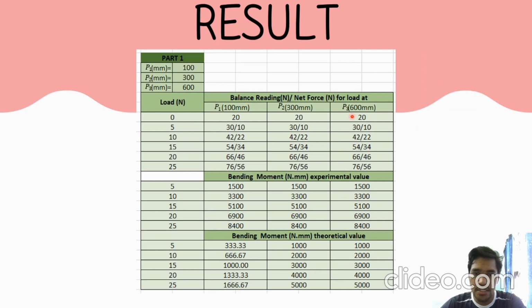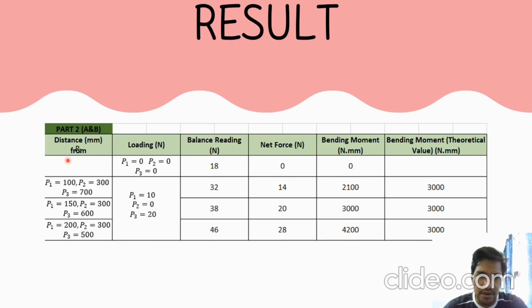For the result, this is the result we get from the experiment. For part 1, we have 5 different loads, which are 5, 10, 15, 20 and 25. Next is the result for part 2A and B, which is at different distances.